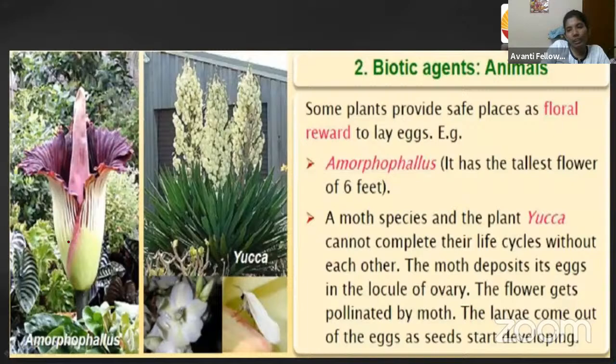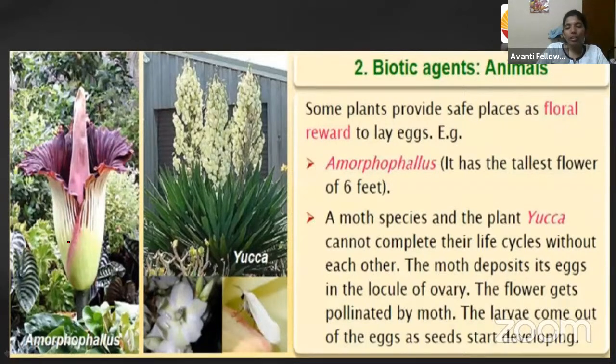And I can tell you one example. Okay, there is a plant called Eka plant. There, the second image you can see on your screen. That is an Eka plant. This Eka plant and one type of moth have a relationship. How? If the moth is not there, Eka plant cannot complete its life cycle. If the Eka plant is not there, the moth cannot complete its life cycle. That is how they both are related to each other.